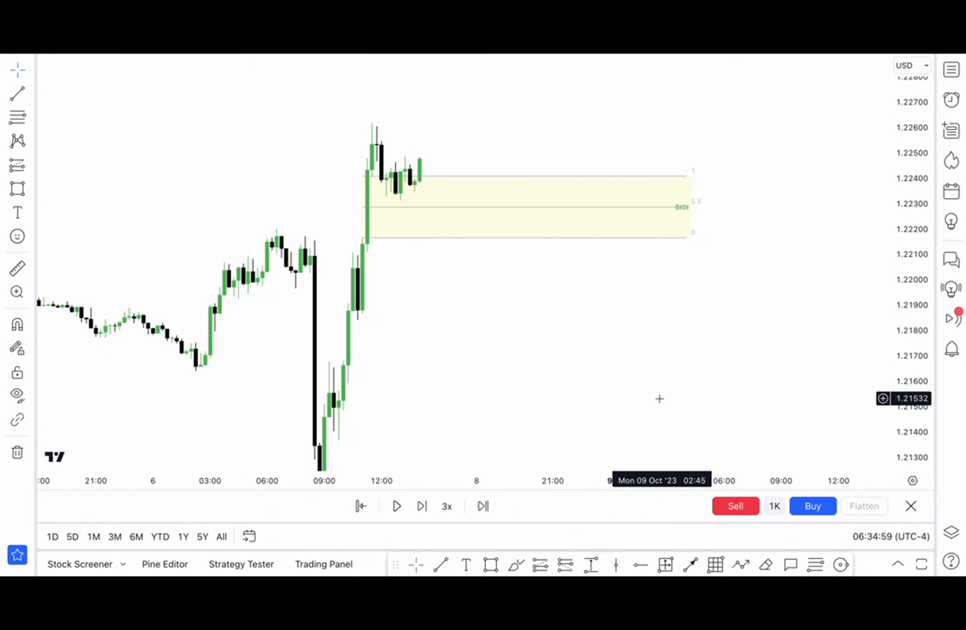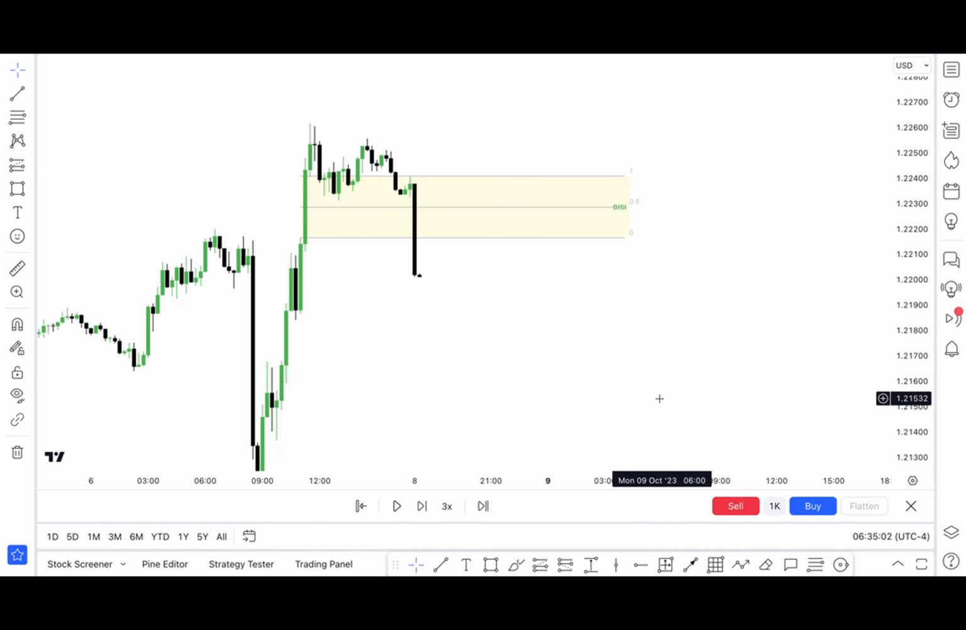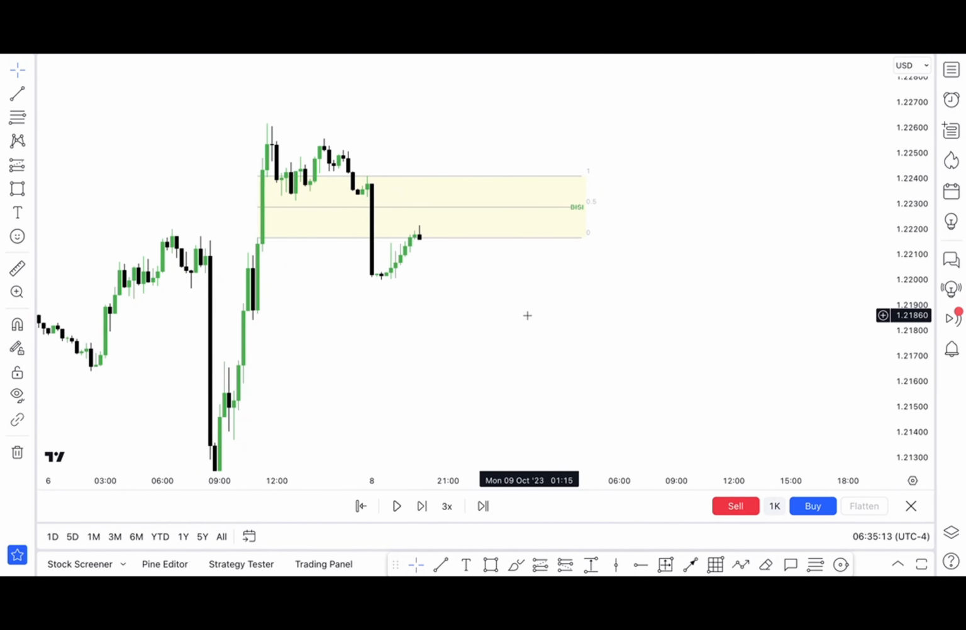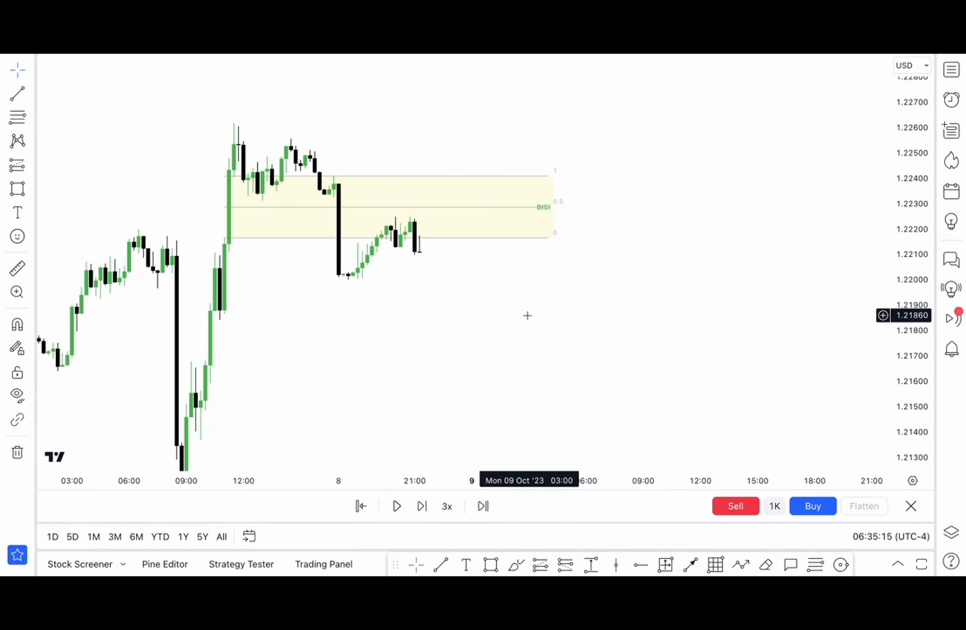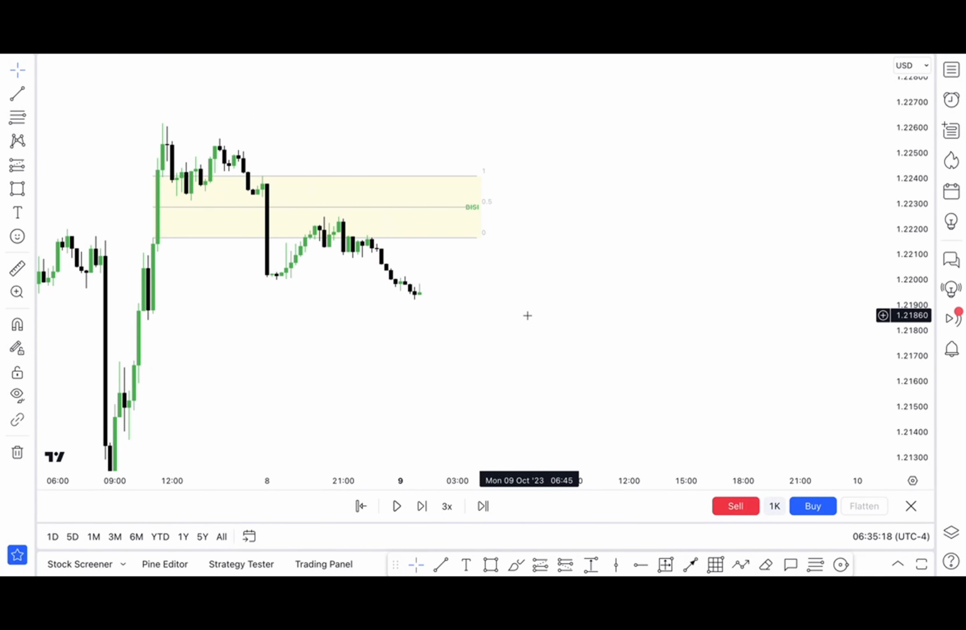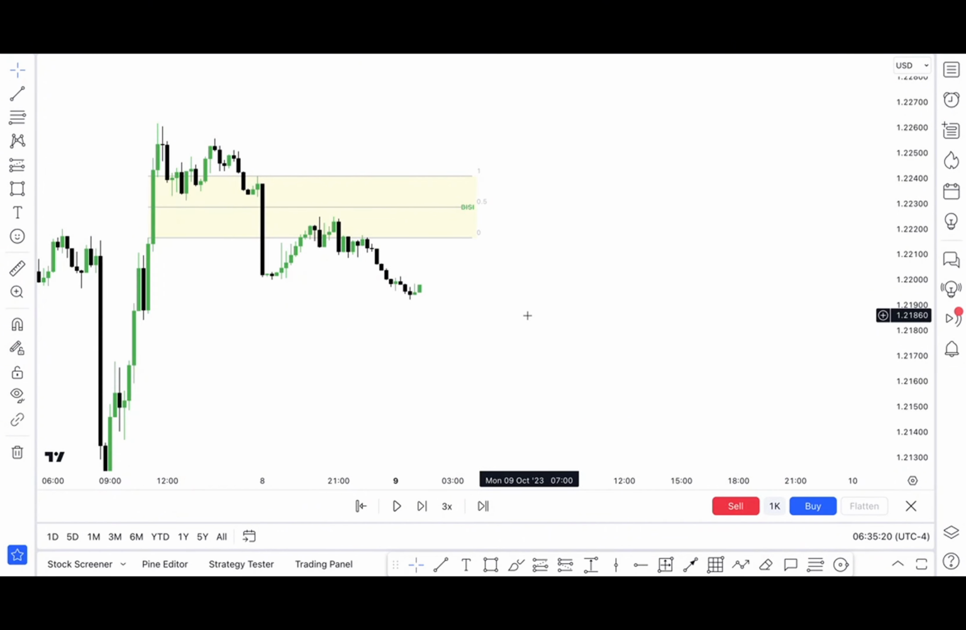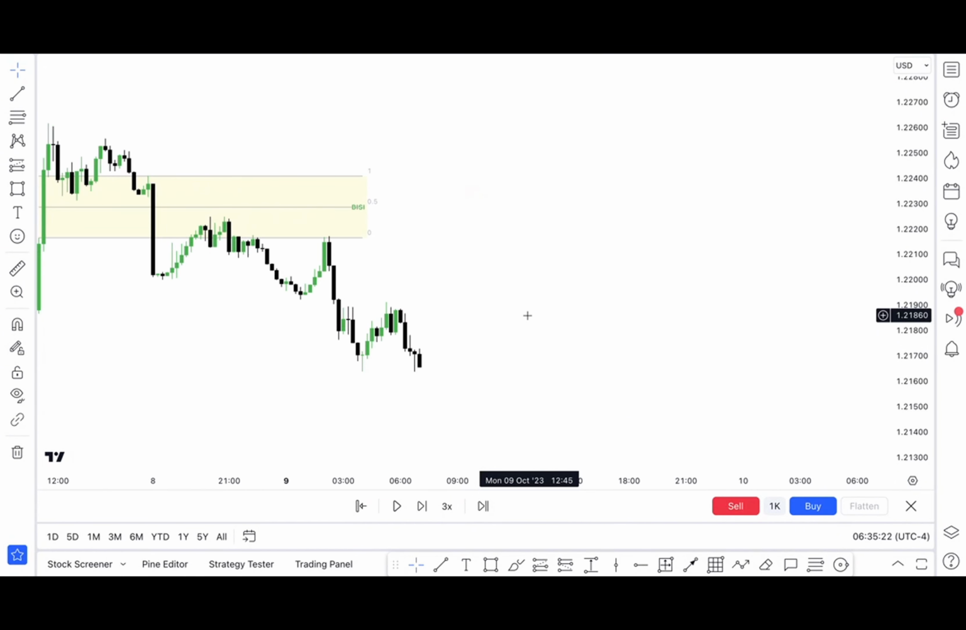Price trades back into the BISI and sees big displacement lower, and here this candle closes below the BISI, so now we know it's violated. It's not respected, and now it's traded back into the BISI. And see how the bodies are respecting the BISI and it's used as resistance to trade lower.